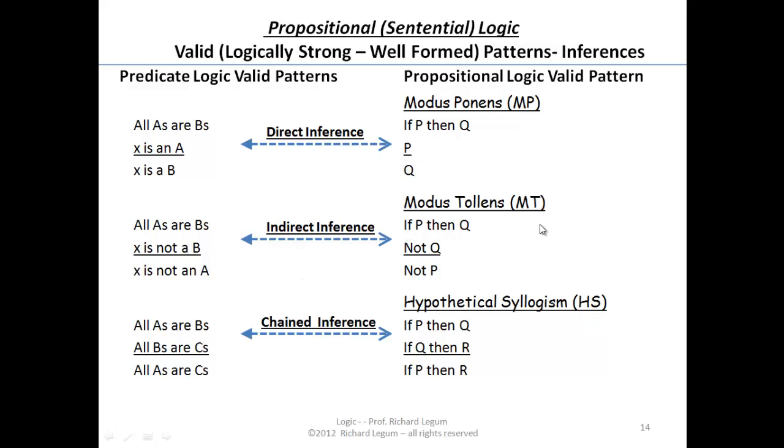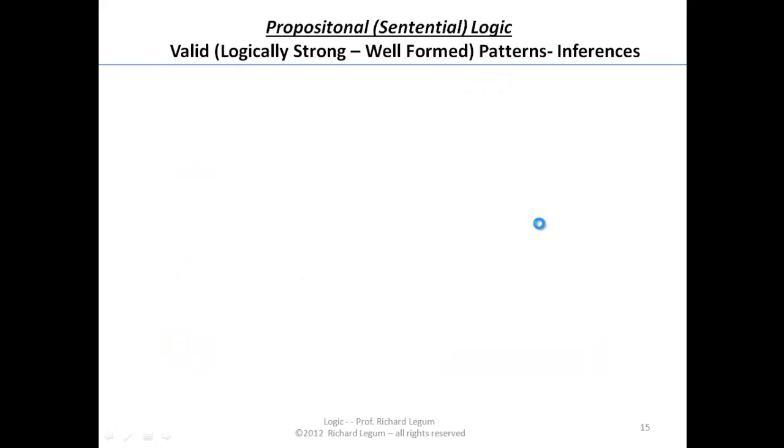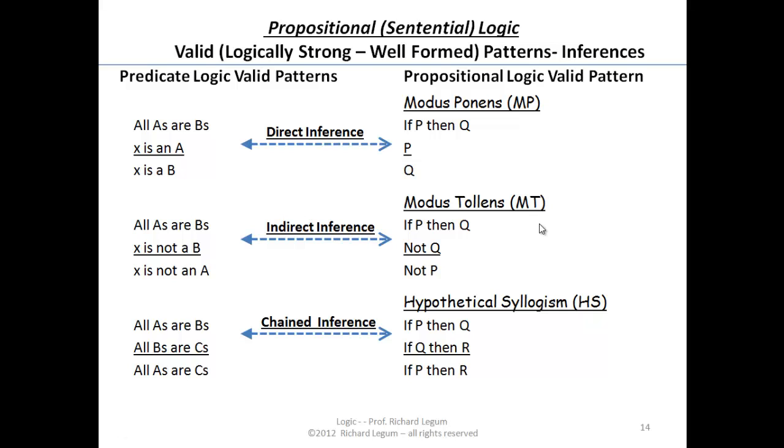Similarly with conditionals, if P then Q, not the second one, therefore not the first. Now both of these and the third, these are the valid ones. These are the good forms of inference. They're all truth guaranteeing. They are valid inferences.